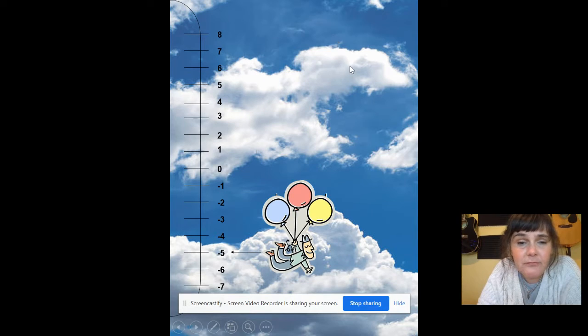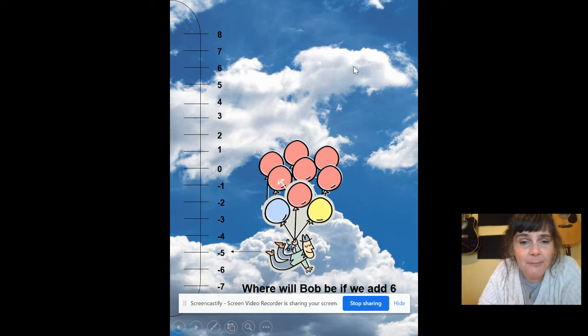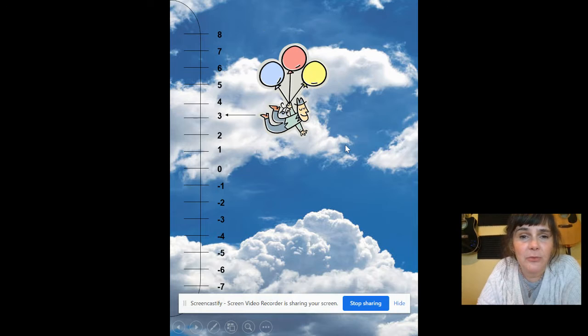Here we are starting on negative 5. What happens if we add 6 balloons? We're going to go up or down. Ask yourself, if we add balloons, we add a positive, where are we going to go? Balloons pull us up, right? So we're going to go up and up to 1, because we started on negative 5. 1, 2, 3, 4, 5, 6. We end up with 1. So negative 5 plus 6 is 1.